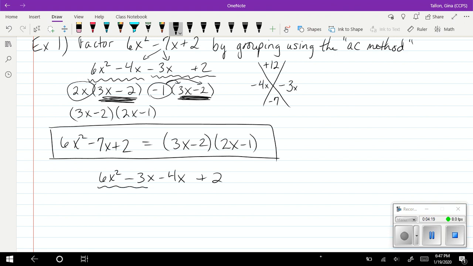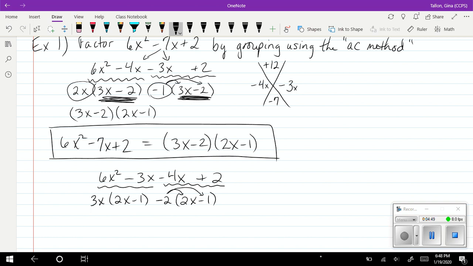Draw my little squiggly. What's common with 6x squared and negative 3x? I'm hoping you think 3x. This gives me 2x minus 1. I push over and I write 2x minus 1 again. And I ask myself, what number has to go right here in order to multiply by 2x minus 1 and get the negative 4x plus 2 that's right above it? So I'm hoping everybody comes up with the fact that that has to be a minus 2. Double check it.